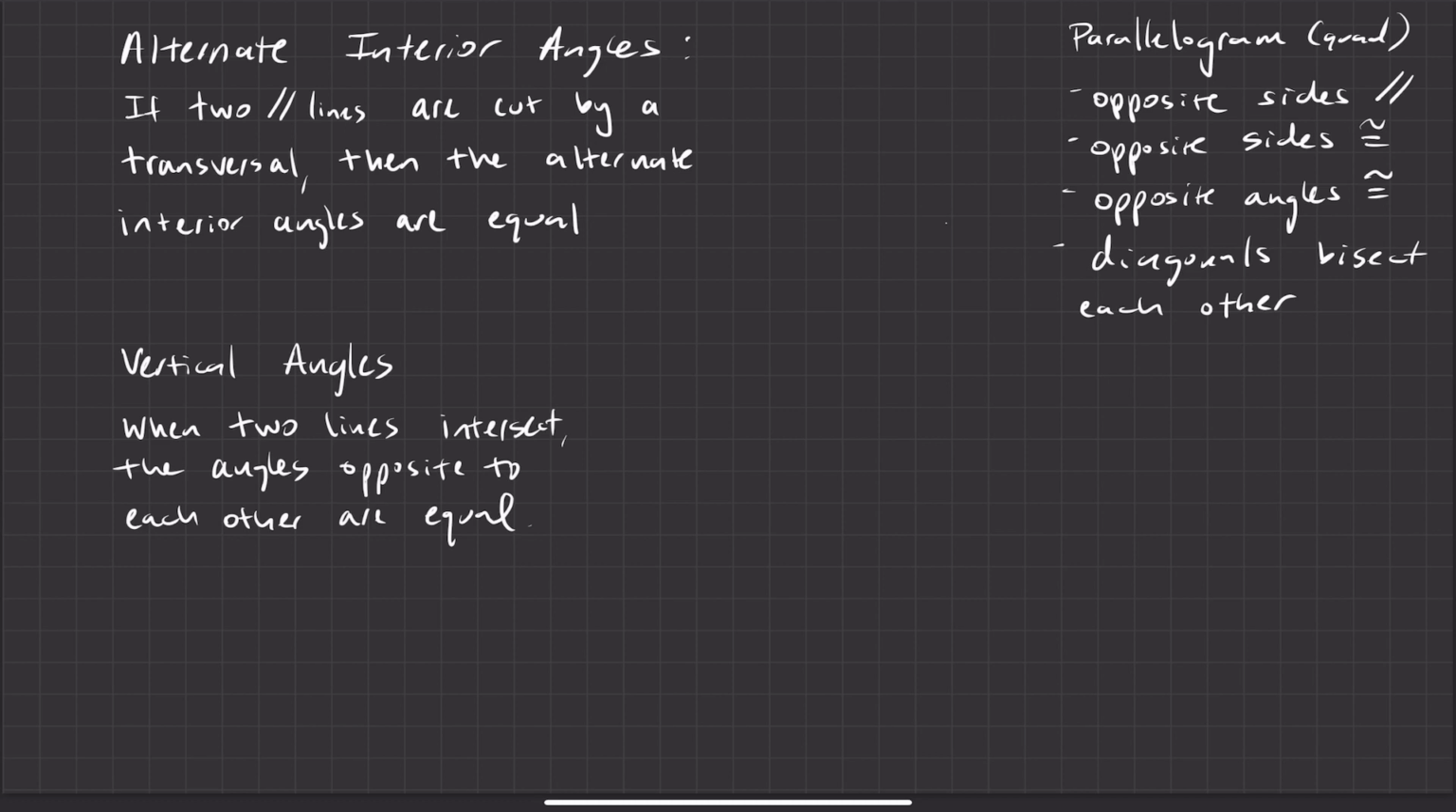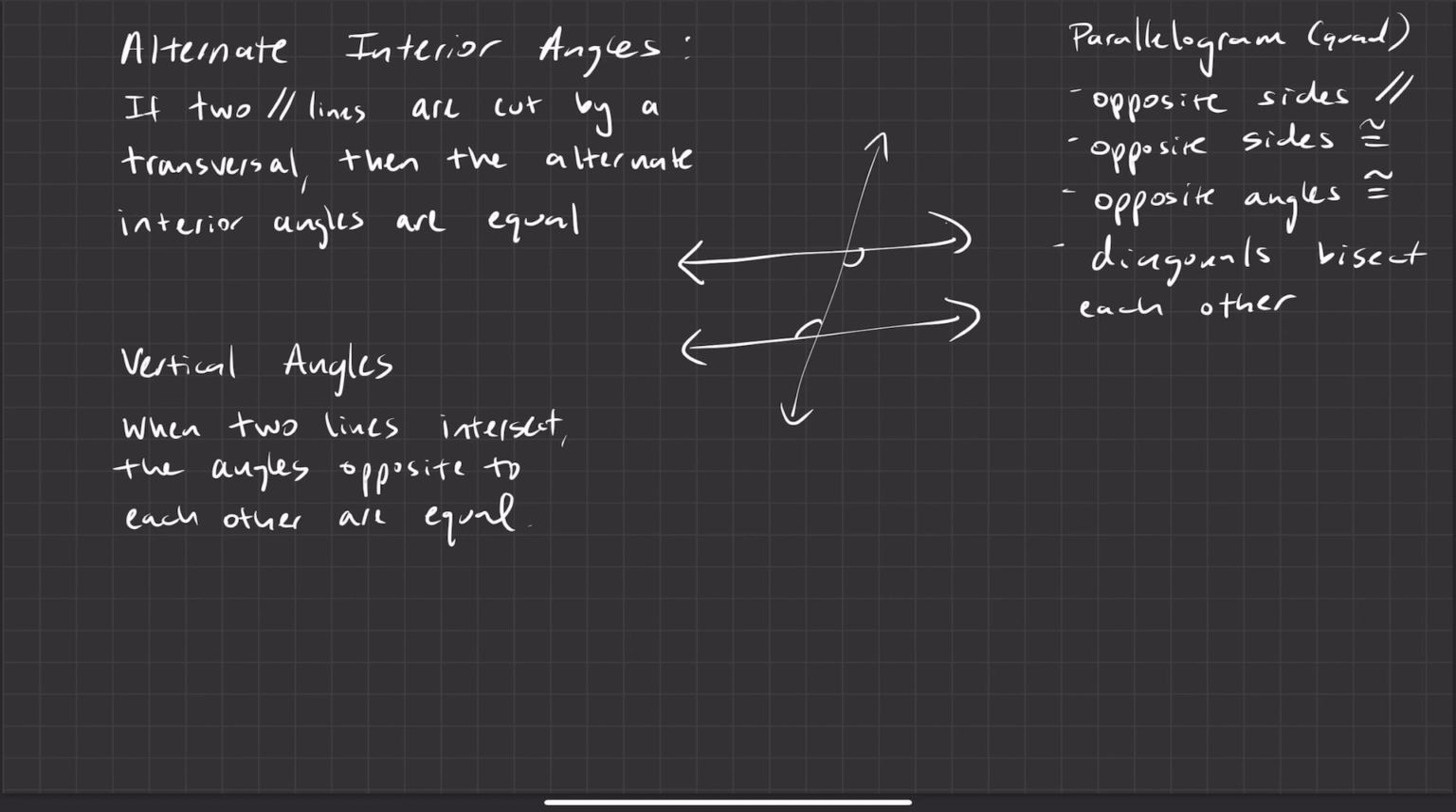Alright, let's go ahead and review some stuff from semester 1. I have alternate interior angles, which states that if two lines that are parallel are cut by a transversal, then the alternate interior angles are equal, or congruent. So if I were to introduce these two lines that are parallel, and they are cut by a transversal, then the alternate interior angles are congruent. This is an example of alternate interior angles, which will show up from time to time this semester.